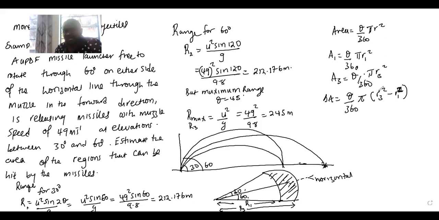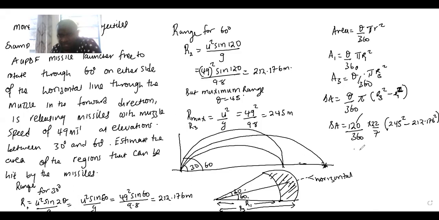But remember, these r's are the ranges. We have range 1, range 2, range 3, but range 1 and range 2 are the same. So we can get the change in area as 120 degrees, which is the variation of the missile launcher, divided by 360 times 22 over 7 into 245 squared minus 212.176 squared. With this, you can get the area where the missile can hit. So compute that and get the answer.